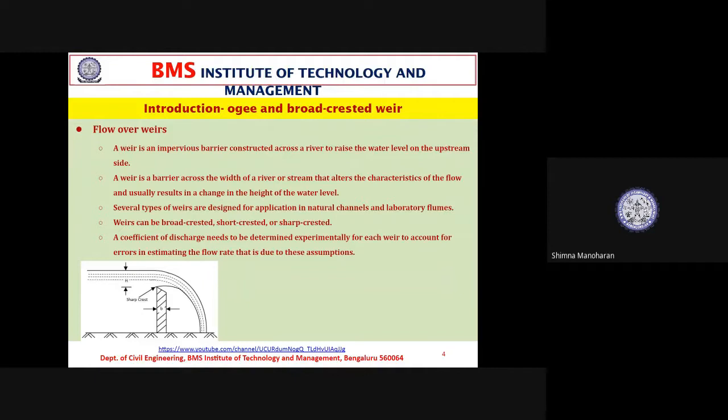Several types of weirs are designed for applications in natural channels and laboratory flumes. Weirs can be classified as broad crested weir, short crested weir, or sharp crested weir. For this typical setup, a coefficient of discharge has to be determined experimentally for each weir to account for the errors in estimating the flow rate that are due to these assumptions.